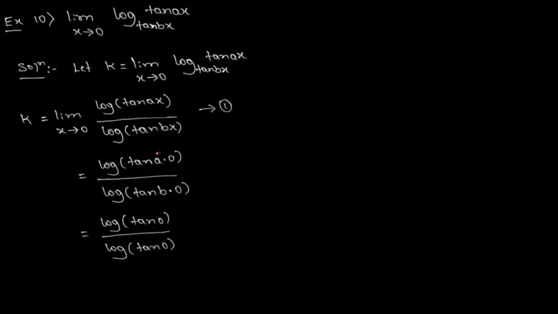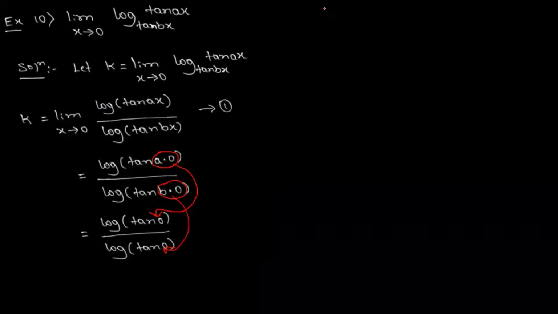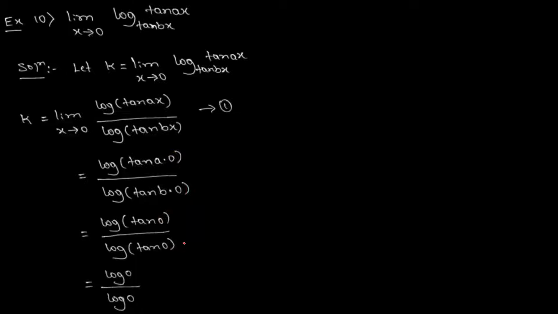Very first thing we have written a into 0 as 0. More simplification has been done here. And b into 0 has been taken as 0 first. Now tan 0 value is 0. So tan 0 has been taken as 0, and tan 0 here also is taken as 0.